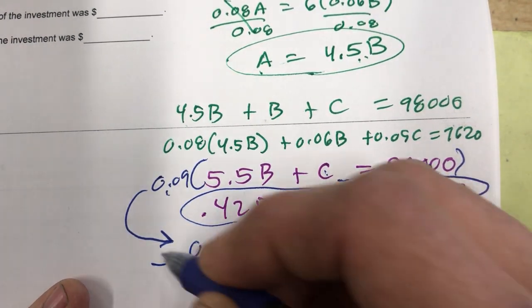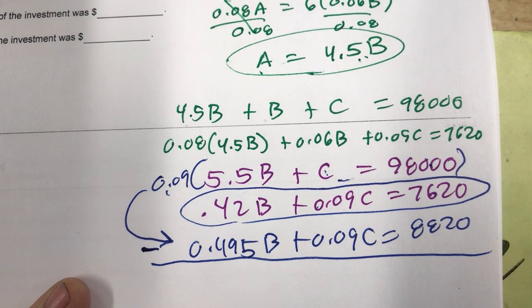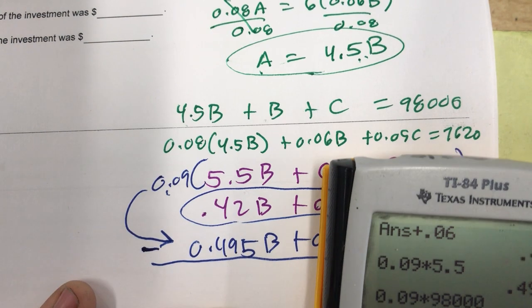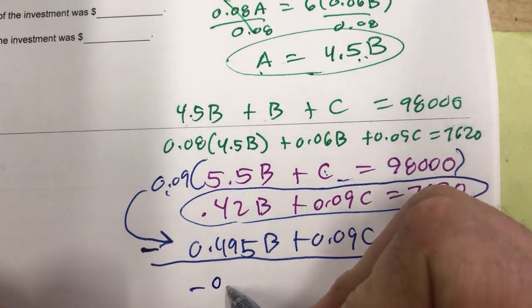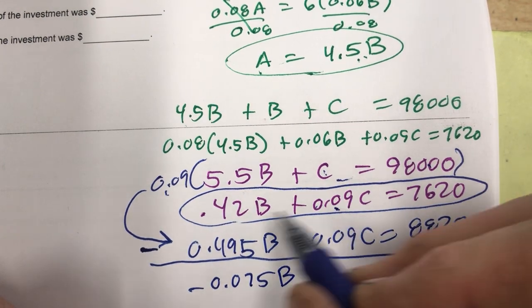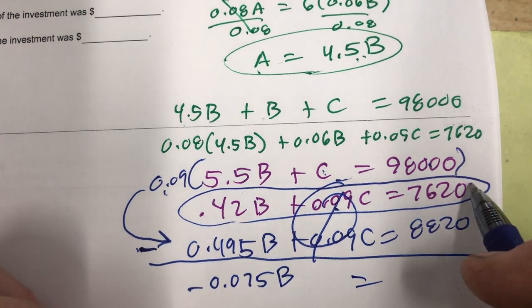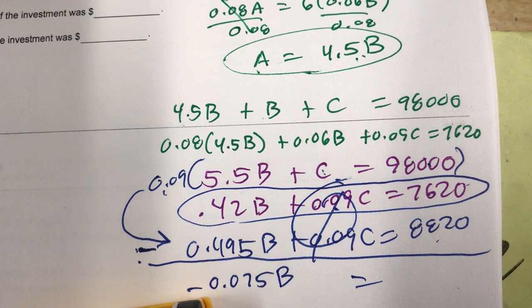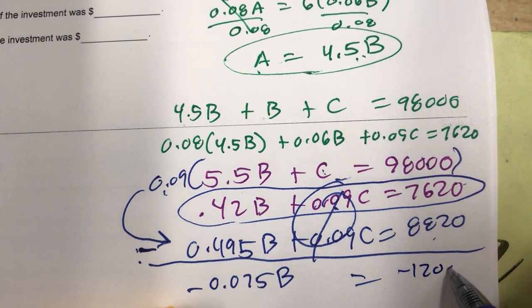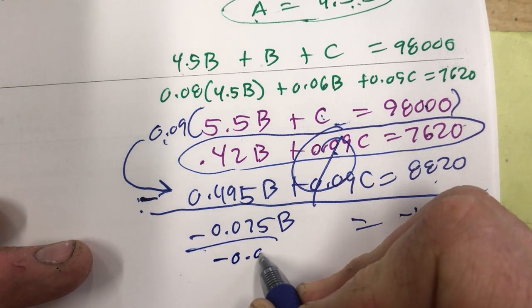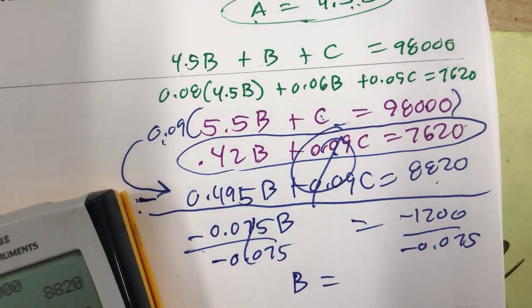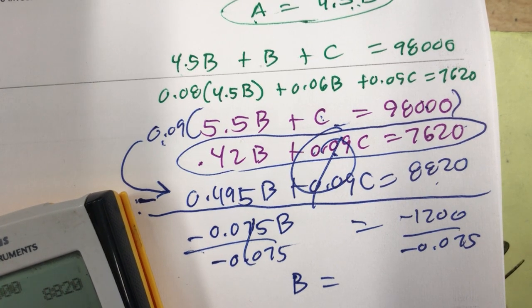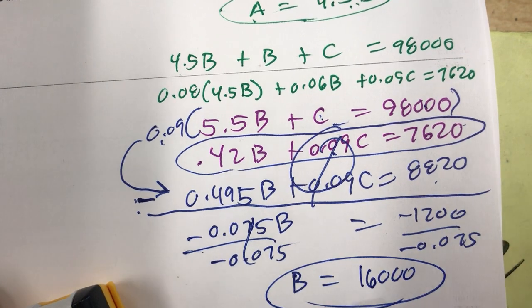So what I'm going to do is I'm going to take those two equations and subtract them. Okay, which means I got 0.42 minus 0.495 is negative 0.075b. 0.09 minus 0.09 eliminates. And then 7620 minus 8820. That's going to be, what is that, negative 1200? Yeah, negative 1200. And I'm going to divide both sides by negative 0.075. And B is going to be 16,000. Okay.